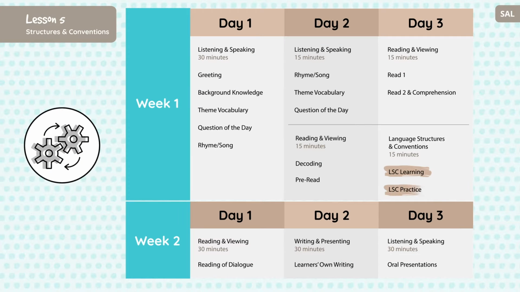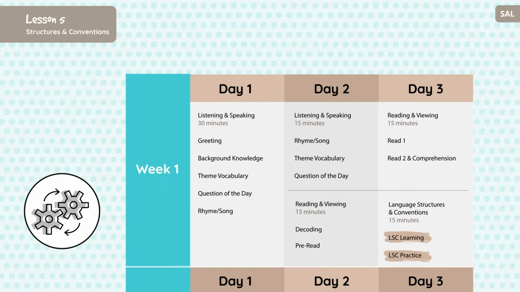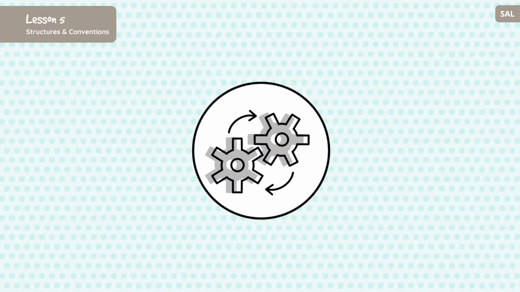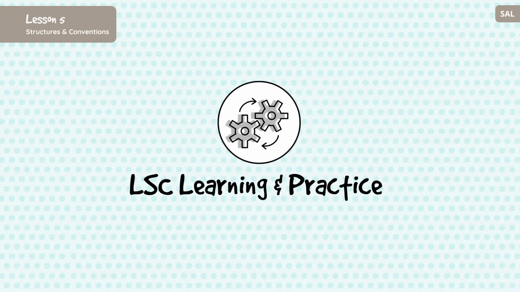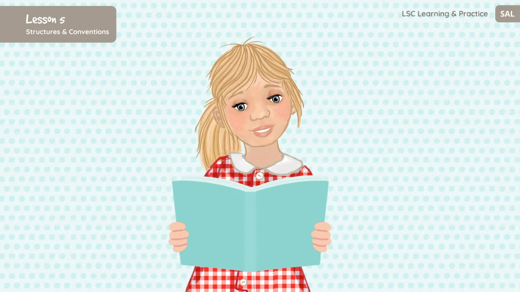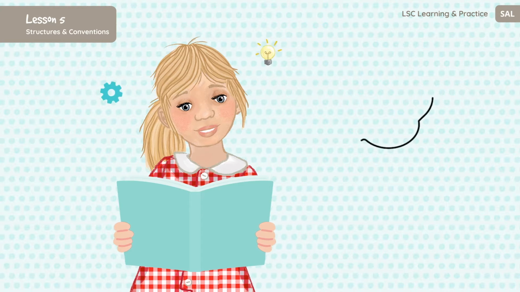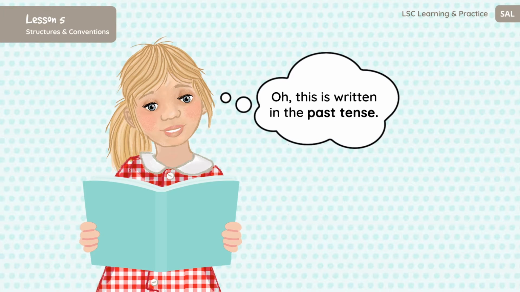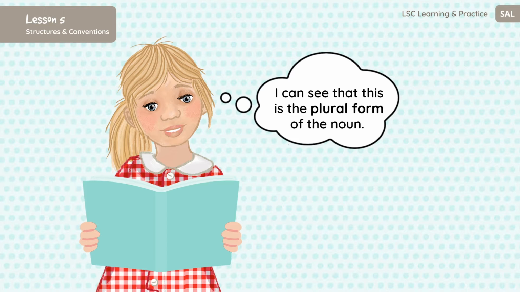Apart from vocabulary games, Lesson 5 can be used to teach an aspect of LSC. This is done in context, so that learners can see and understand how the LSC is used. Oh, this is written in the past tense. I can see that this is the plural form of the noun.